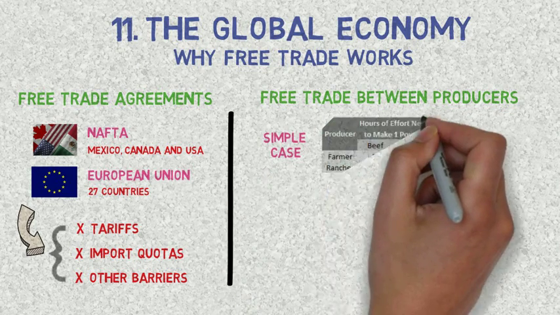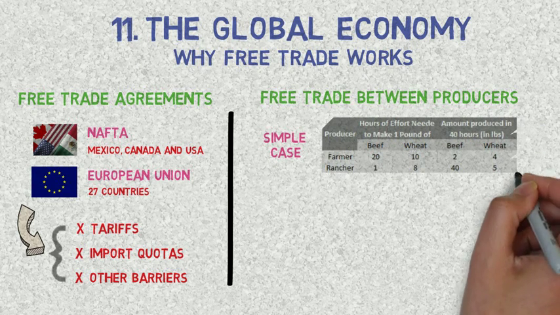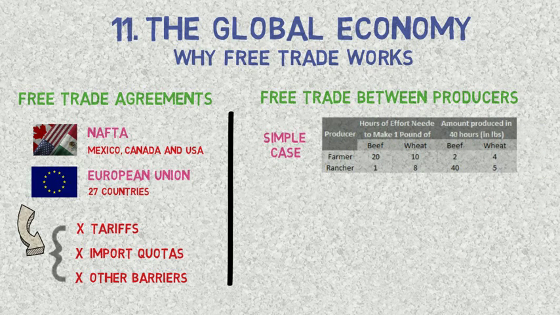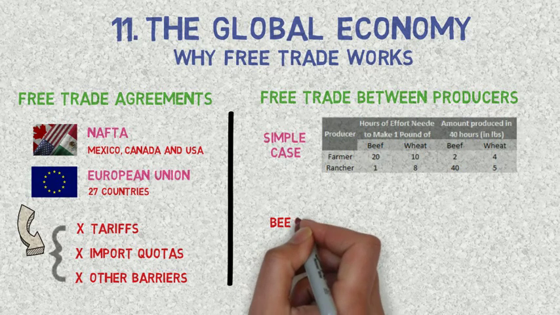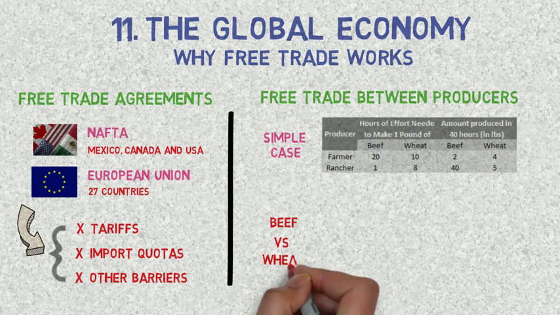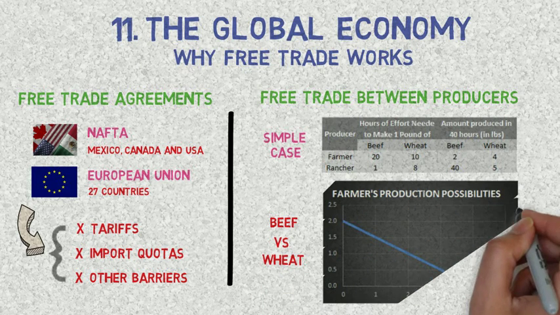Imagine that there are two producers, a farmer and a rancher. They produce either wheat or beef. If the farmer spends 40 hours a week producing wheat, he will be able to produce 4 pounds of wheat and 0 pounds of beef. However, if he spends all his 40 hours to produce beef, he will reach the production of 2 pounds of beef and 0 pounds of wheat.